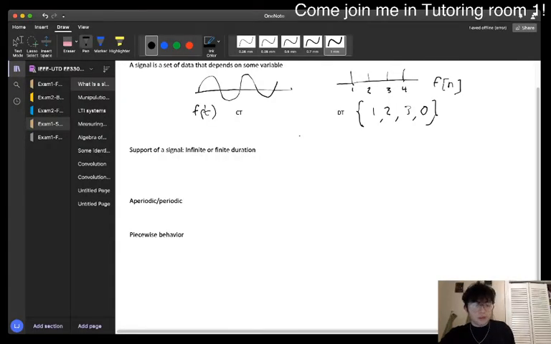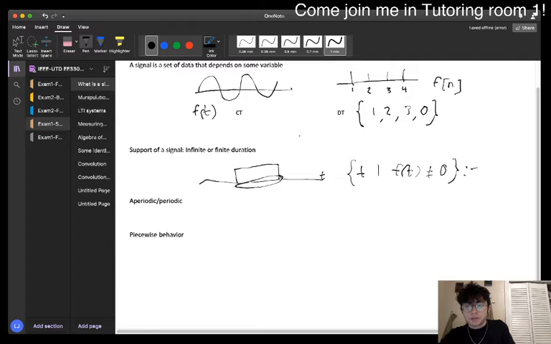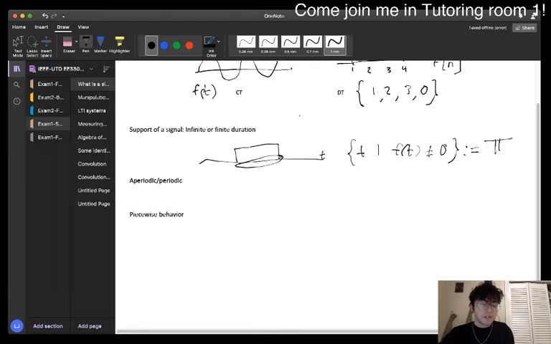So the support of a signal. If we have a continuous time signal, what I mean by the support of the signal is just all the t values that are non-zero. I'm talking about the t values here. So it's t such that f of t is not equal to 0. And I might denote this by this bold T. This is just preliminaries right now before we get into the meat of things.